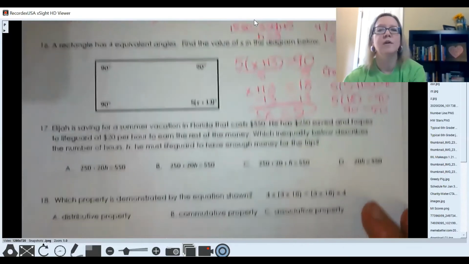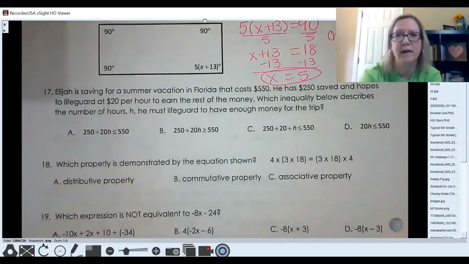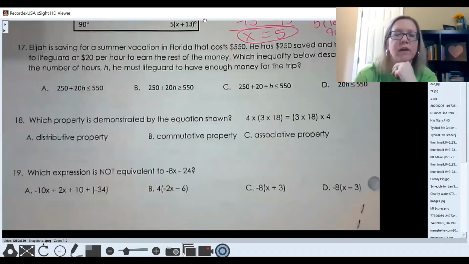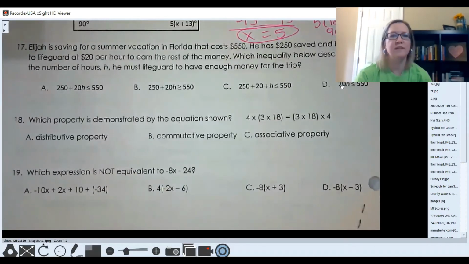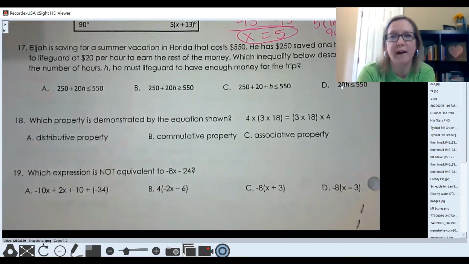All right, problem number 17, okay? So on this problem, Elijah's saving for a summer vacation in Florida that costs $550. He has $250 saved and hopes to lifeguard at $20 per hour to earn the rest of the money. Which inequality below describes the number of hours he must lifeguard to have enough money for the trip?